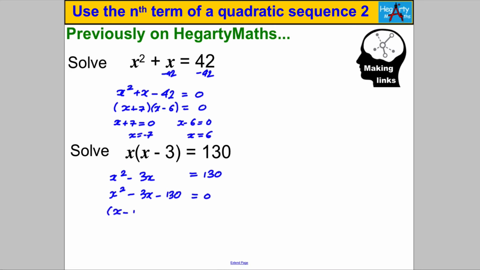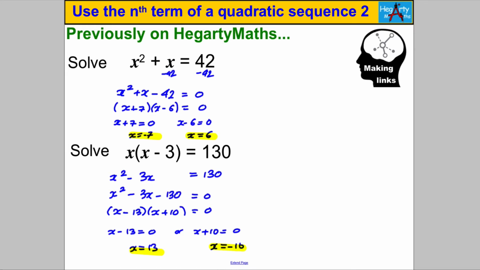It factorises as x subtract 13, x add 10 is equal to 0. Therefore, one set of solutions comes from x subtract 13 is 0, or you get the other one from x add 10 is 0. Adding 13 to both sides, x is 13. Subtracting 10 from both sides, x is negative 10. So I need you super good at being able to find the solutions to quadratic equations like that.